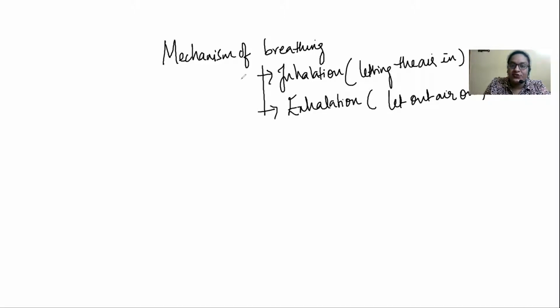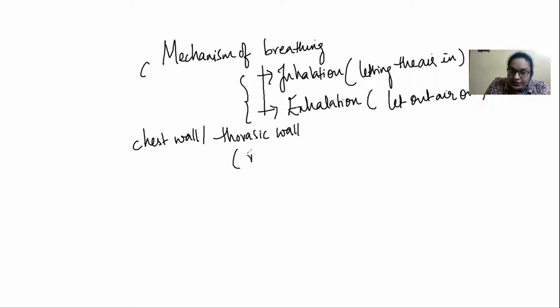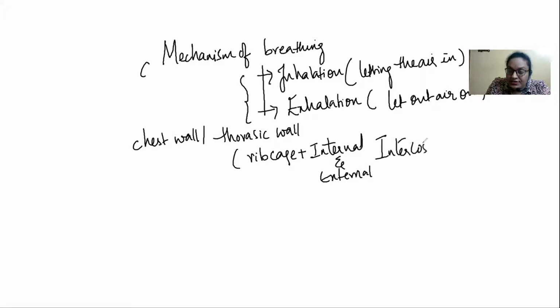Okay, before I explain the inhalation and exhalation, children, it becomes a must for us to learn about the membranes and the chest wall. In the previous video I have taught you that your chest wall, that is the thoracic wall, is built up by the rib cage, along with the internal and the external intercostal muscles. Okay, these together form your chest wall or the thoracic wall, which you know.